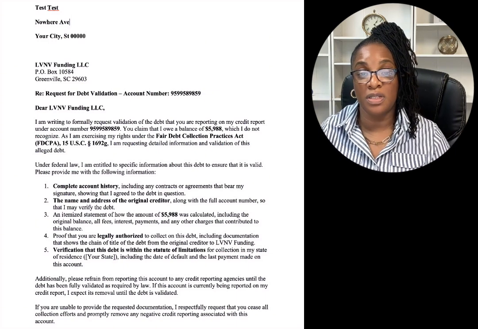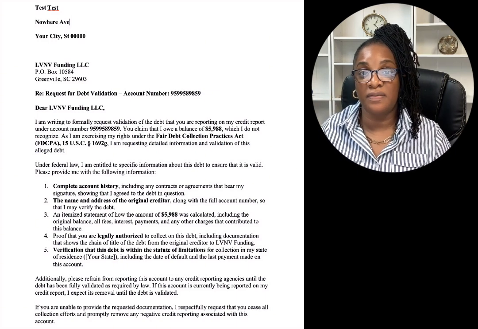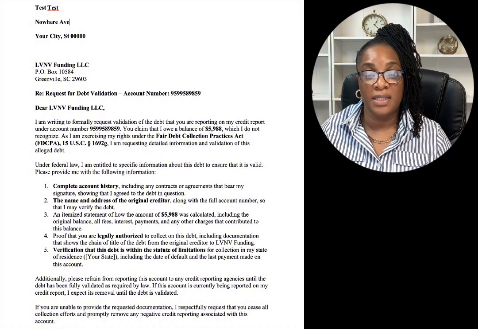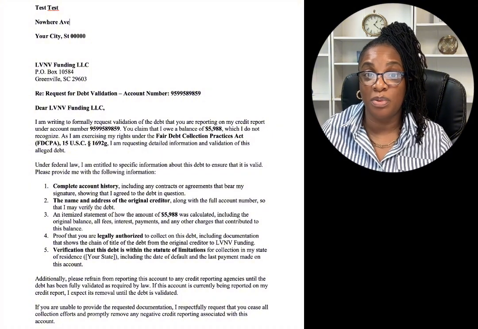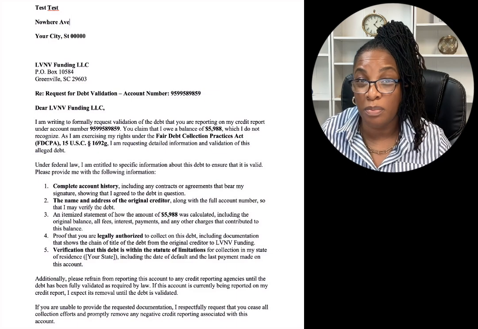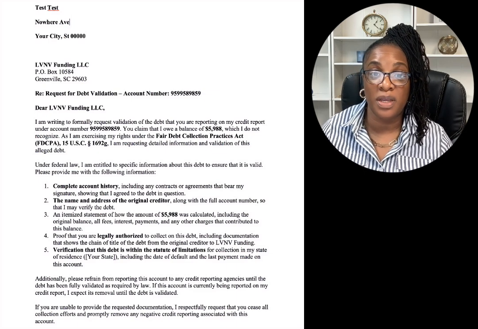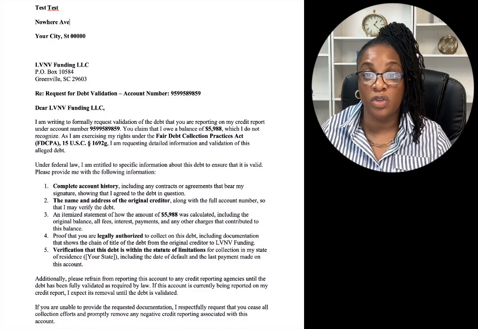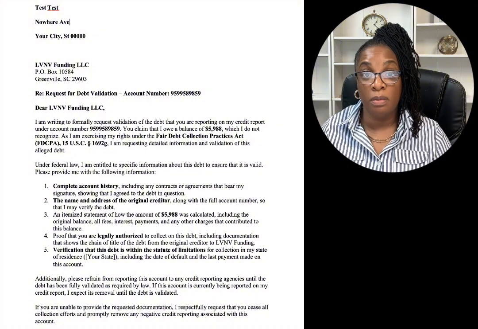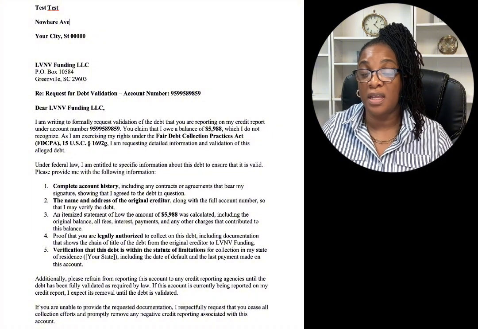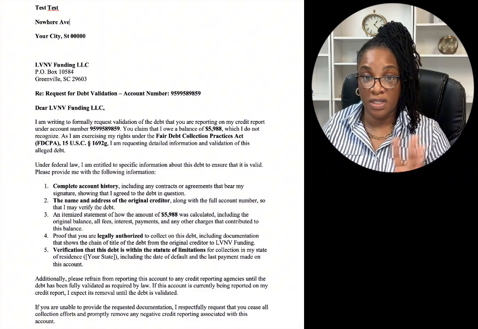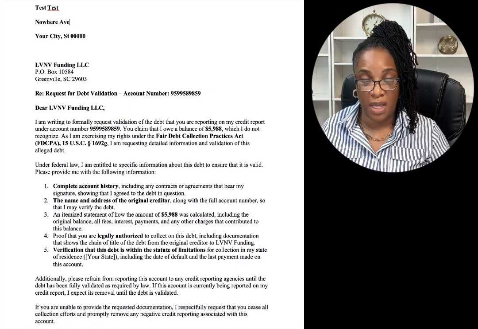But first and foremost, if you are sending out a debt validation letter and it is before the actual collection agency has put the information on your credit report, then what this is going to do is stop them from proceeding with trying to collect any funds or report anything negative on your credit report until they have verified the debt with you. So this kind of halts everything, gives you some time.